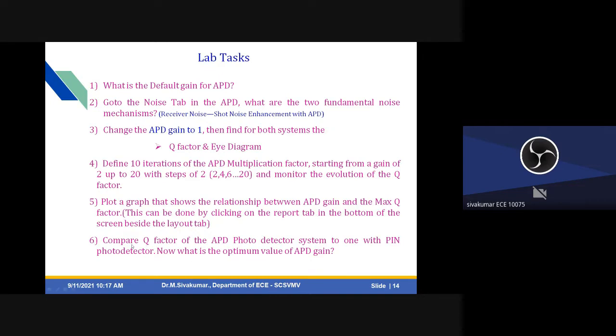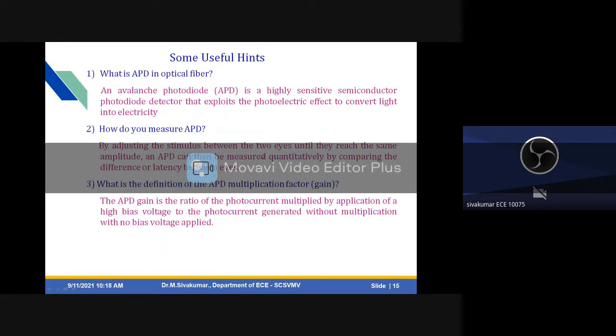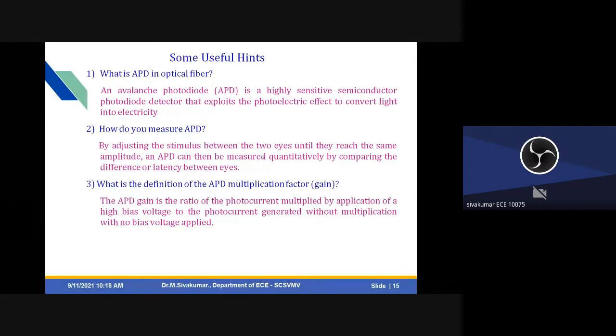Next, the second task is to compare the Q factor of the APD photodetector system with the one with the PIN photodetector. Now, what is the optimum value of APD gain? What is APD in optical fiber? How do you measure APD, and what are the different definitions of the APD multiplication factor?